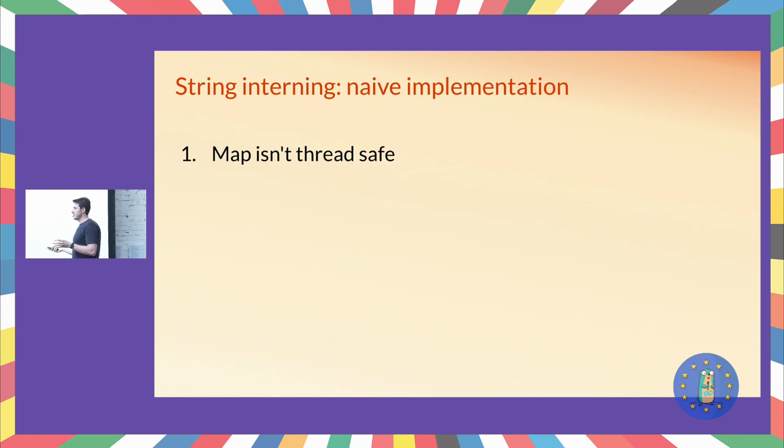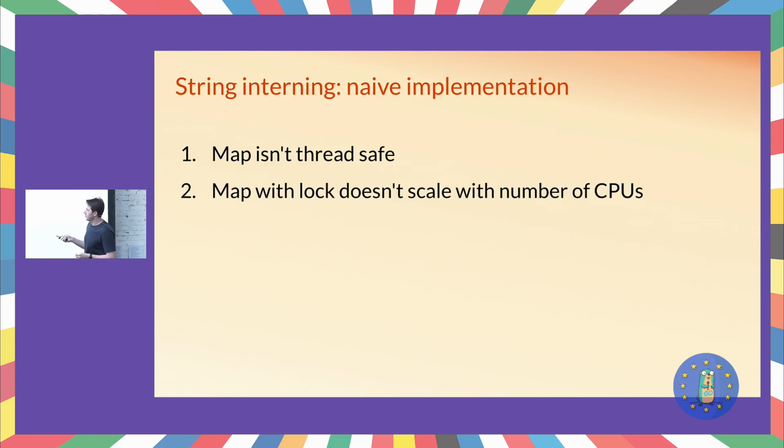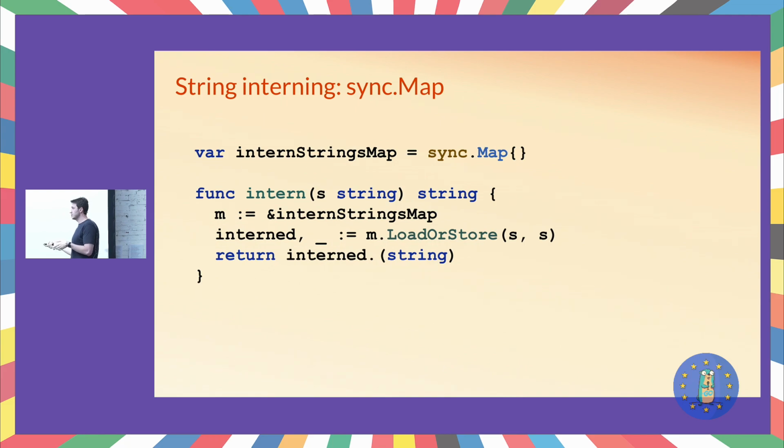First, this hash map is not thread safe. You can't access it from many Go routines. So probably you want to add a mutex lock. But a mutex will not scale with multi-core systems when you have a lot of threads, a lot of CPUs doing the same work. There will be contention on access to this map. So the better solution would be to use sync.Map from the standard Go package. And the intern function becomes even simpler with sync.Map.